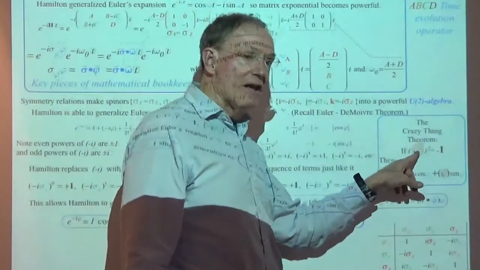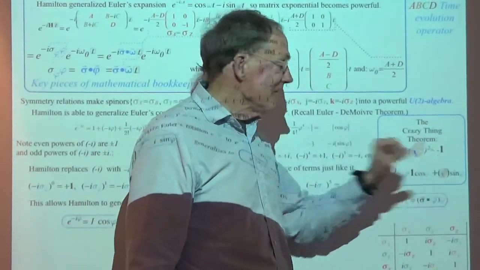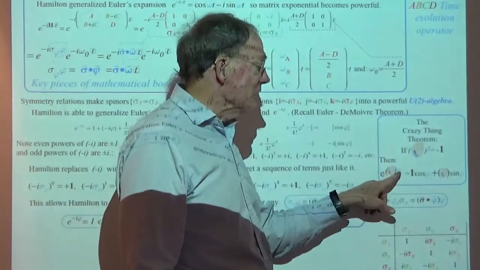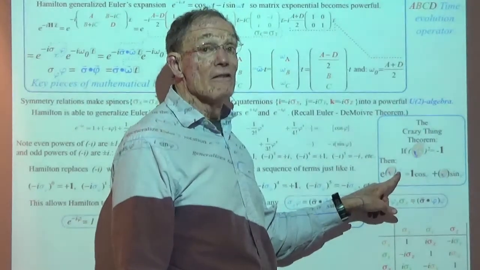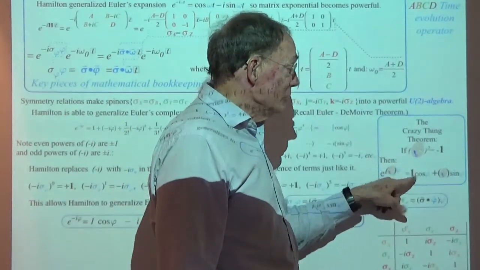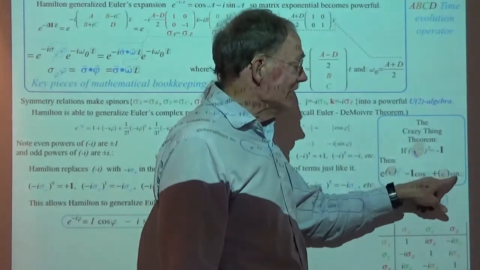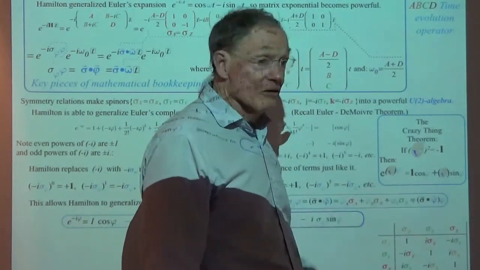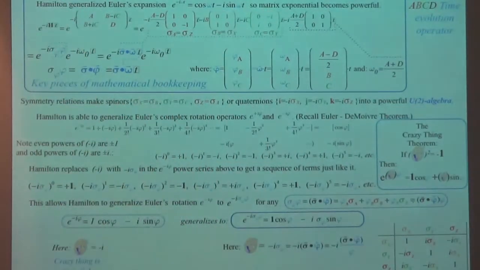If you have a crazy thing whose square is minus unit of some kind, then e to the crazy thing times some number, parameter, angle, is equal to the cosine of that angle times the unit, whatever the unit was, plus the crazy thing times the sine of that angle, whatever phi is. Okay? So, here are two examples of the crazy thing theorem. First, suppose the crazy thing is minus I, or plus I, or any other phase.